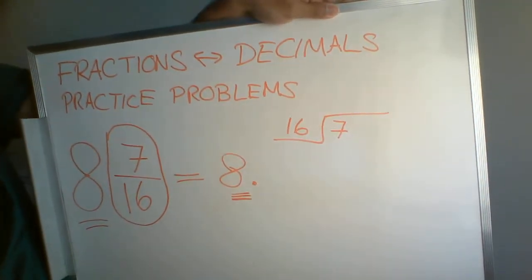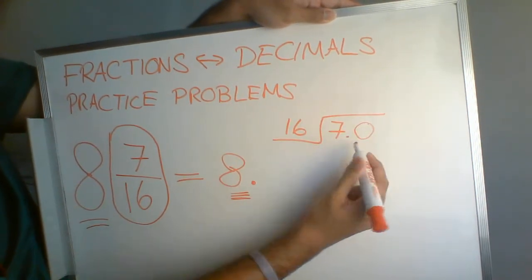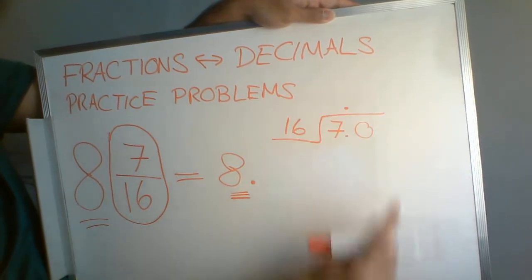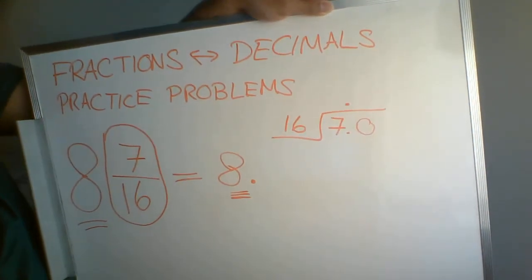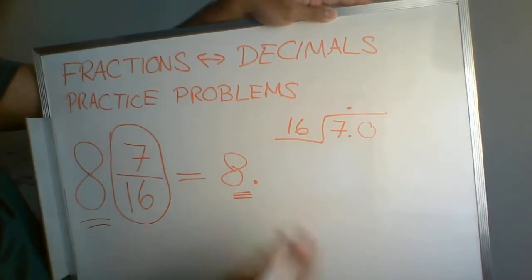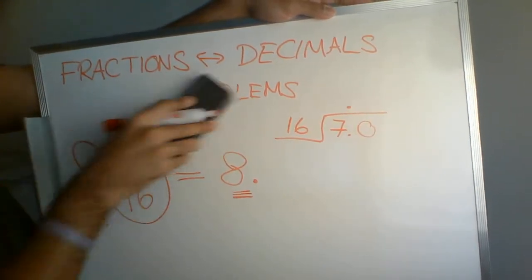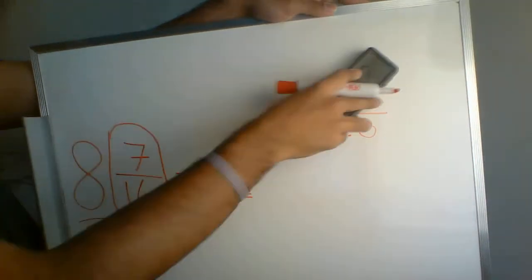16 into 7 obviously isn't going to work, so we make this 7.0, and we line up our decimal point up there as well. Now we ask ourselves, how many times does 16 go into 70? If we're not sure, we can count that out. I'm going to get rid of the title. Hopefully you've copied it down, or you've got something similar on your pages.